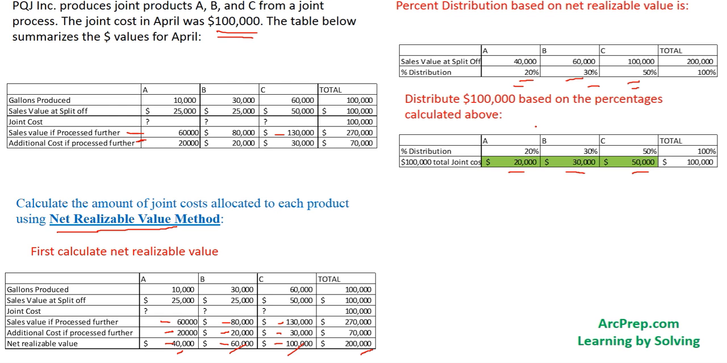We get this by just multiplying this 100,000 by the relative percentages. So all methods are trying to calculate, first of all, what the percentage assignment is for different products, and then take the total and distribute that total over those relative percentages. And up until now, we saw three ways to calculate those percentages. One is the physical measure method, where we use gallons to calculate these percentages. The other one is sales value at split off. And the third one is net realizable value, where we take these two and calculate net realizable value.